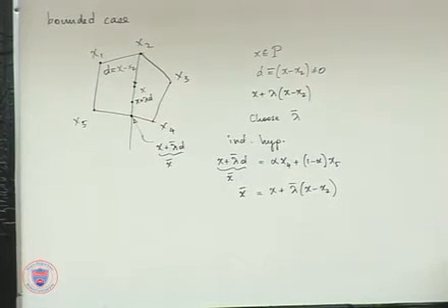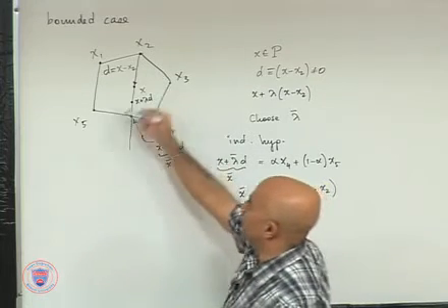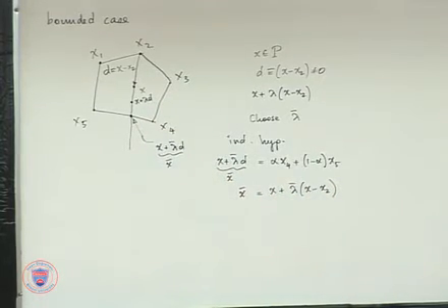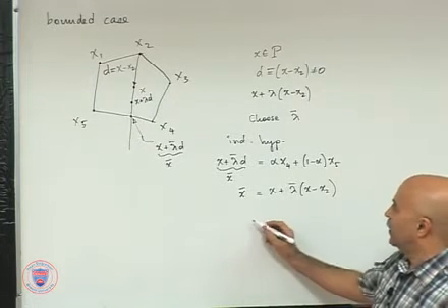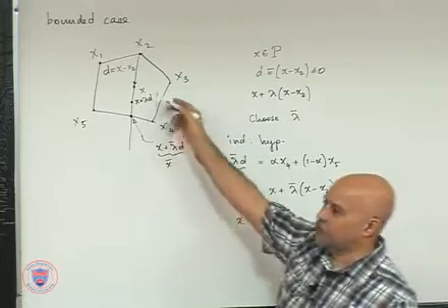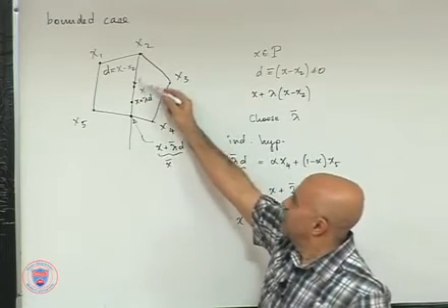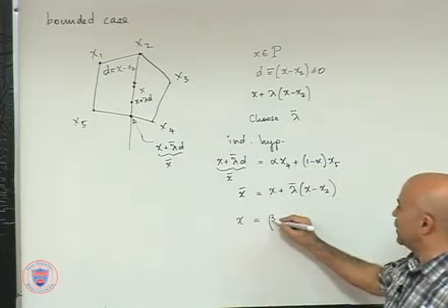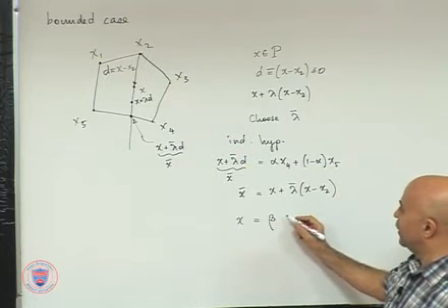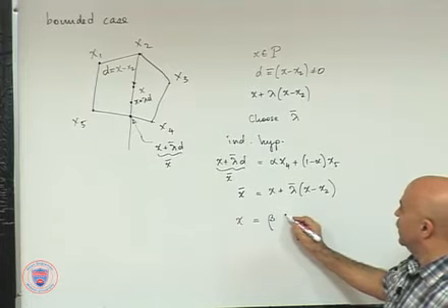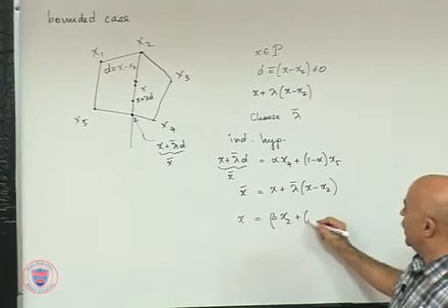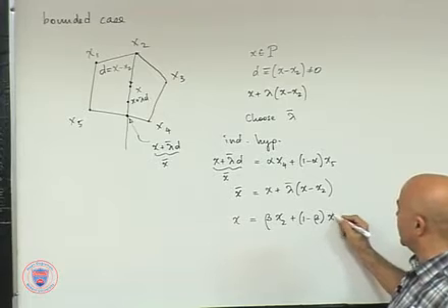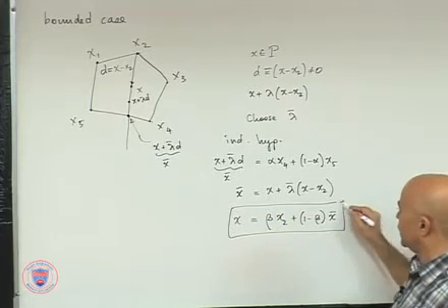So how do we express x as a convex combination of the points of interest here? A convex combination of x2 and x bar. Okay, from the picture you can see that x is a convex combination of x2 and x bar. So there's a beta, which you can figure out, which multiplies x2, and 1 minus beta, which multiplies x bar, which gives you x. Okay?